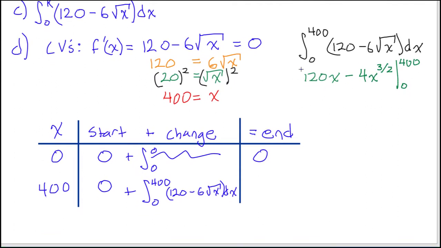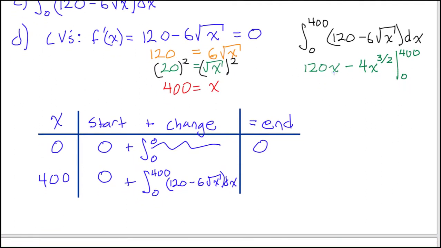When I plug in 0, nothing happens, so I only need to plug in 400. That is a big, big number. 120 times 400 is 48,000. That's 48,000, and there should be 3 zeros in this one as well. Then the square root of 400, because I'm taking it to the 1/2, should be 20, because we squared 20 to get to 400. Square root of 400 is 20.